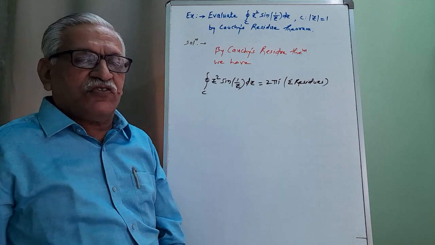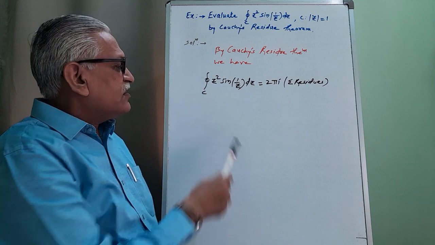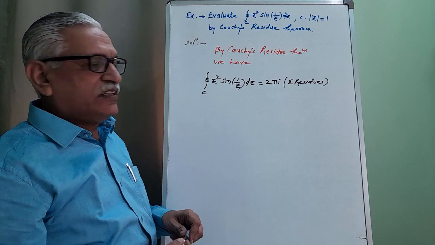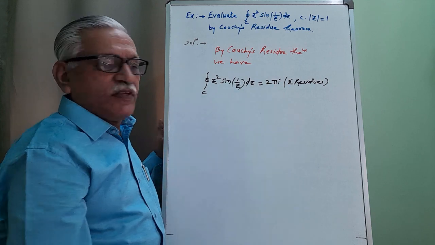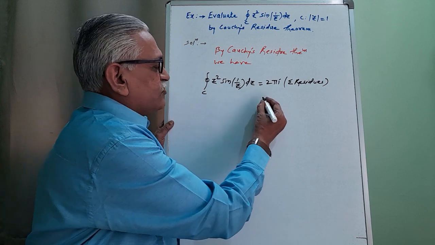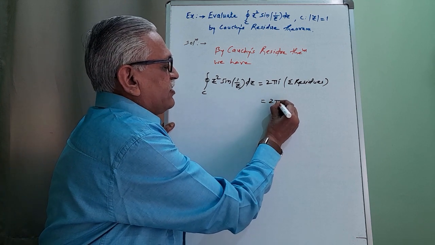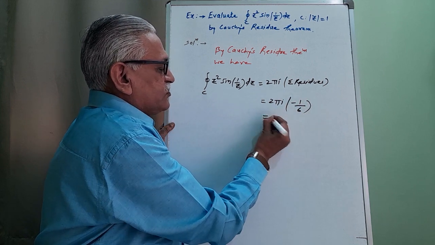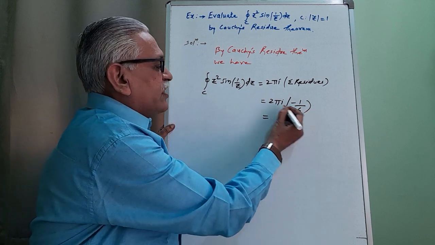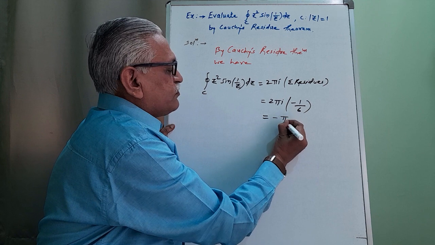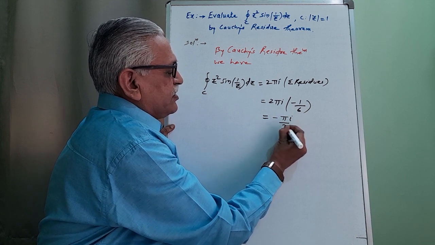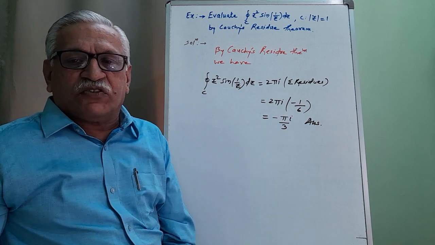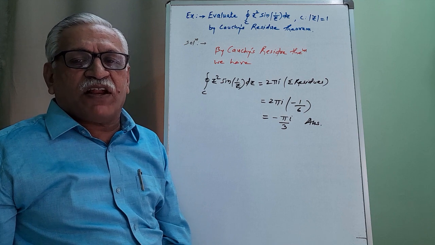theorem. Then applying Cauchy's residue theorem, we get the value of this contour integral, integration of z square sine of 1 by z with respect to z over that closed curve C, as 2 pi i into the sum of the residues. Here we have only one residue, and therefore substituting that value, we get 2 pi i multiplied by that residue, minus 1 by 6. Simplifying it, we get that value as minus pi i divided by 3, as the answer or the value of that contour integral obtained by applying Cauchy's residue theorem.